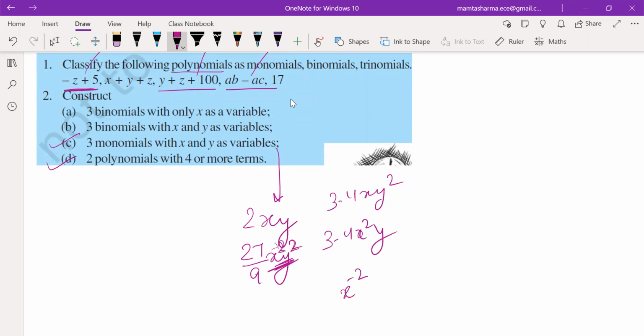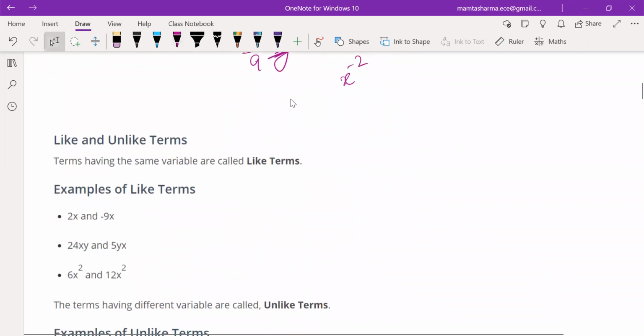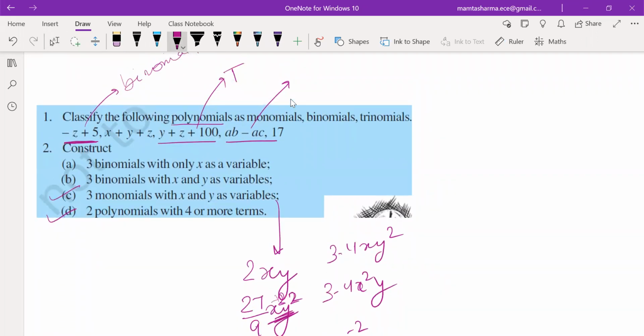Okay. Ma'am, two polynomials, that one we didn't do. Yes, two polynomials with four or more terms. 3x square y square, plus 4xy, minus x square, plus ab. Yeah, it could be anything. You can take a constant also.